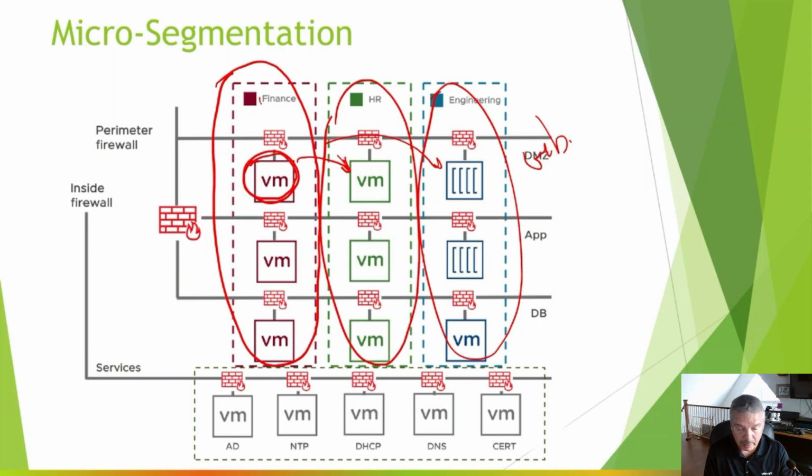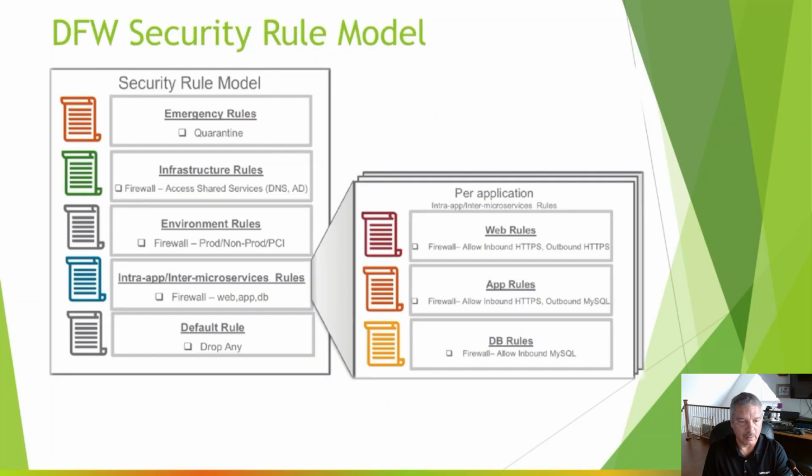However, they all need NTP. They all need, let's say, DNS. They all need access to Active Directory or whatever the case may be. So you could still do that. I could say, yes, finance could still talk to NTP, and NTP can talk to finance. But I cannot do a hop, skip, and jump from NTP to, let's say, HR. So I can do stuff like that if I want to. That's micro-segmentation in a quick nutshell.